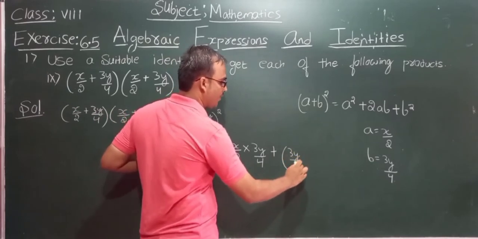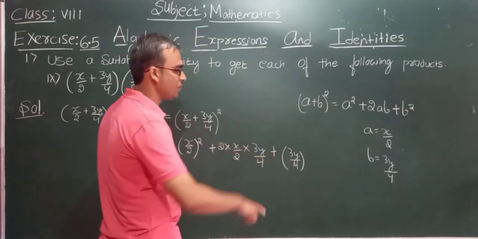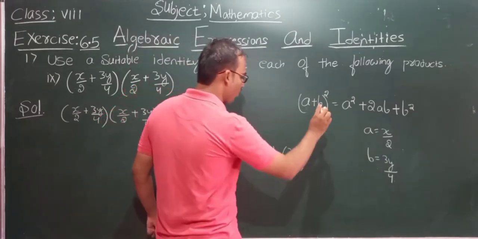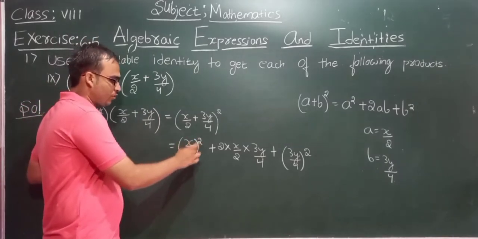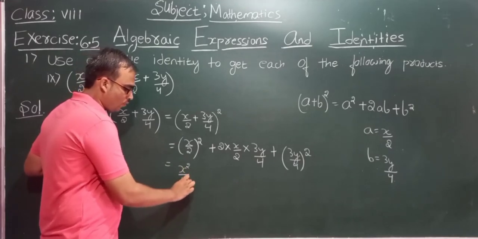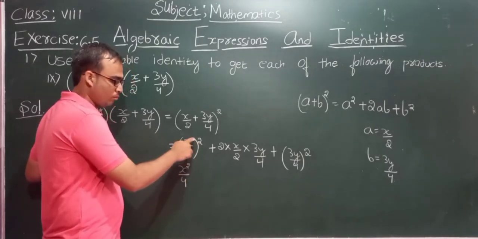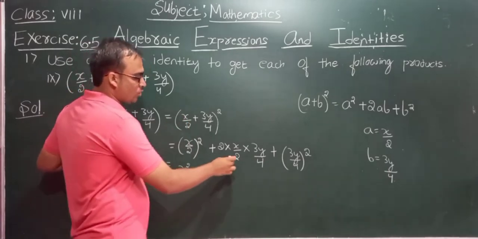3y by 4. Okay, so if b is 3y by 4, then b square is what? 3y by 4 whole square. Okay, now students, x into x will be x square. Next, 2 2s are 4. So this is applicable to both numerator as well as denominator. Next, plus. So this you can cancel.